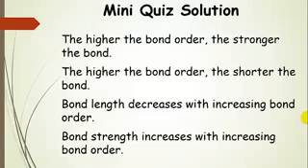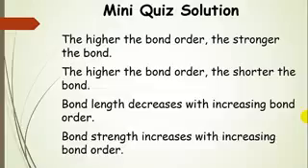Okay, so there's a couple of different ways that we can say this, and you might have said it a little bit differently, and that's okay too. The higher the bond order, the stronger the bond. So a triple bond is stronger than a double bond, which is stronger than a single bond. Also, the higher the bond order, the shorter the bond. So if the bond order is 3, that bond is going to be shorter than a bond order of 1, which would be a single bond. So triple bonds are shorter than single bonds.